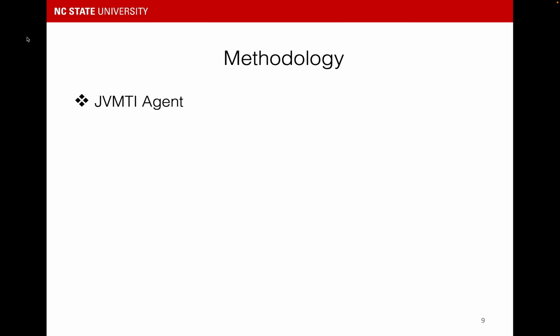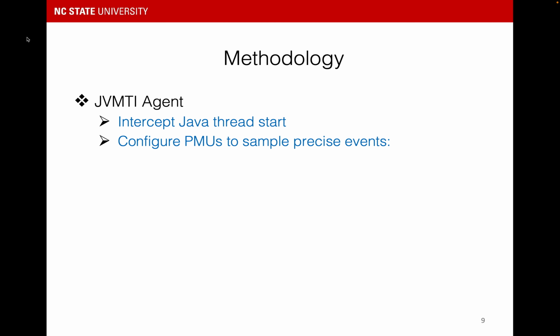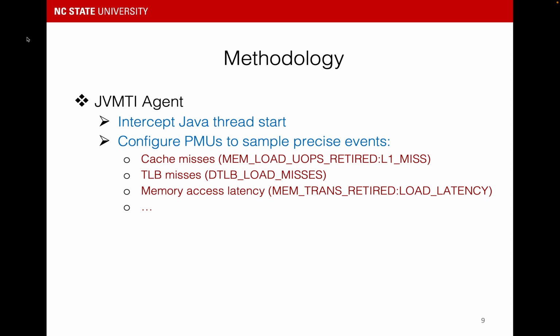DJXPerf leverages a JVMTI agent to sample and collect memory accesses. With the help of JVMTI, DJXPerf can intercept the Java thread start, while DJXPerf configures PMUs to sample precise events. For example, to sample cache misses, we can use the L1 miss event. To sample TLB misses, we can use the DTLB load misses event. And to sample the memory access latency, we can use the load latency event. Still, we can use many other precise events.